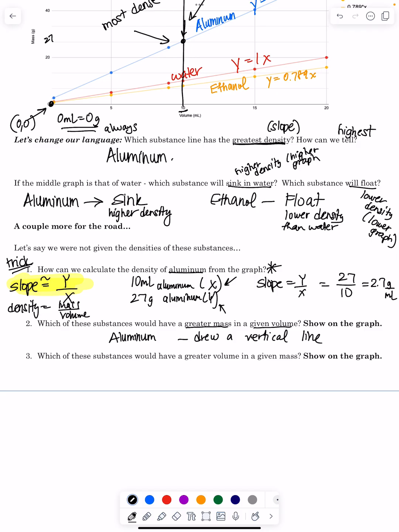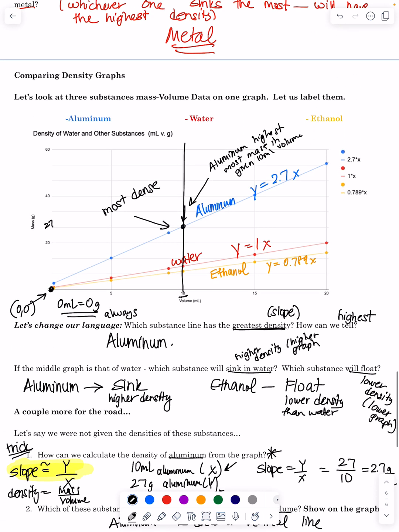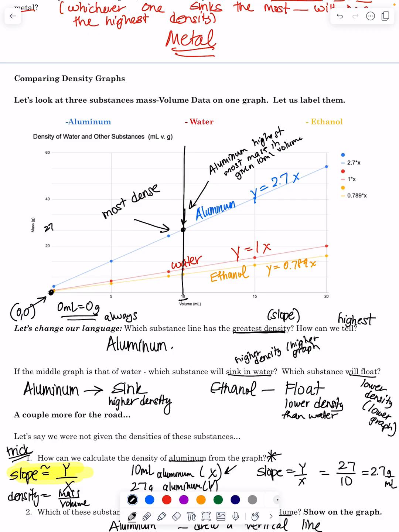This last one, and you'll see this on a future power standard, says which of these substances would have a greater volume in a given mass. Now I'm going to draw a horizontal line, and whichever one is the farthest to the right, kind of the opposite of furthest up. Let's say I draw it right here. Doesn't matter. All right, I hit aluminum. Then I hit water. Then finally, I hit ethanol.